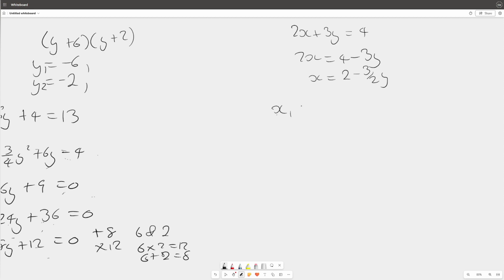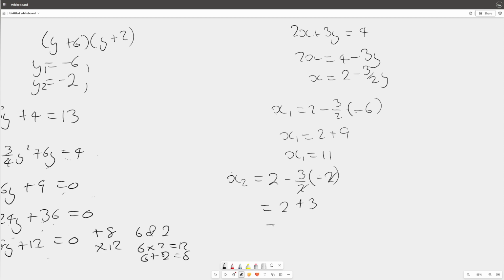So our x1 term is going to be equal to 2 minus 3 over 2 times our y, which is minus 6. It's going to be 2 minus, so our 6 can cancel with our 2 to leave us with a minus 3. Minus 3 times minus 3 is positive 9. So x1 is going to equal 11. And then our x2 term is going to be equal to 2 minus 3 over 2 times our next y term, which is minus 2. So it's going to be equal to 2, and then the 2 and this 2 cancel. So we get minus 3 times minus 1, which is plus 3, which is equal to 5. So x2 is equal to 5.